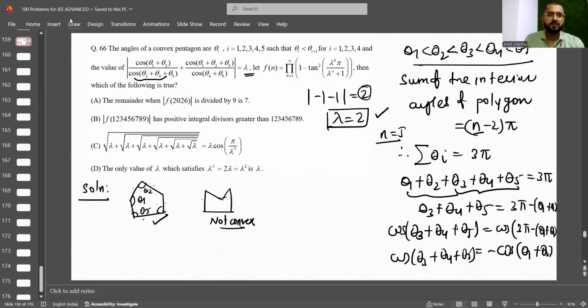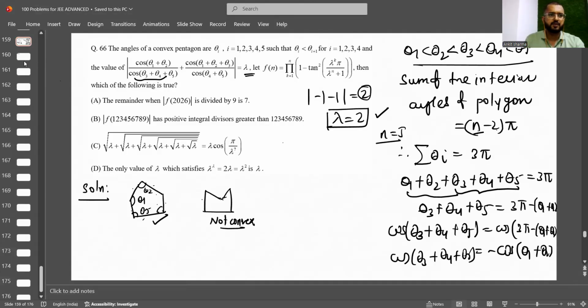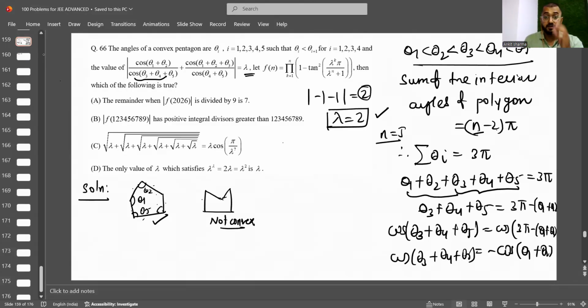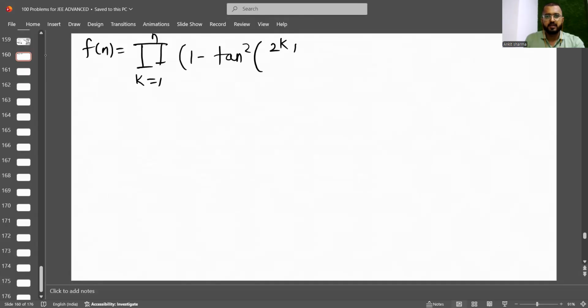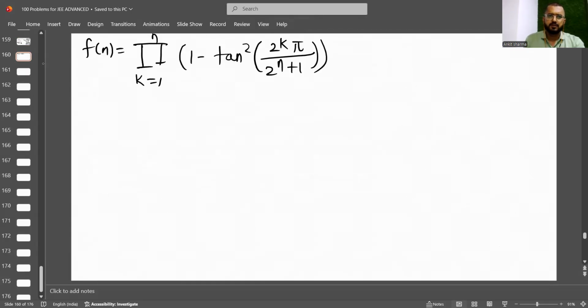Once my lambda becomes 2, the next part is to go with this f of n. So f of n would be the product from k equal to 1 to n of 1 minus tan square of 2 to the power k pi over 2 to the power n plus 1. Yes, let's go ahead. This is a telescoping product actually.